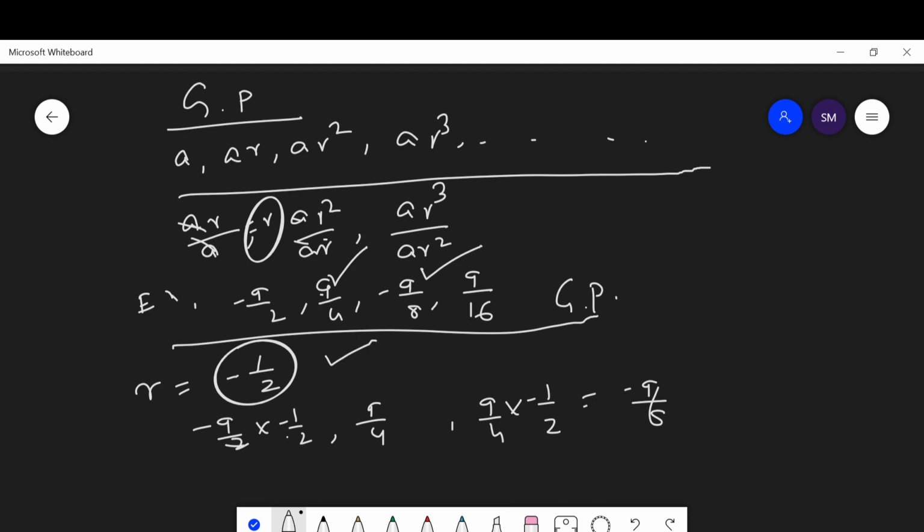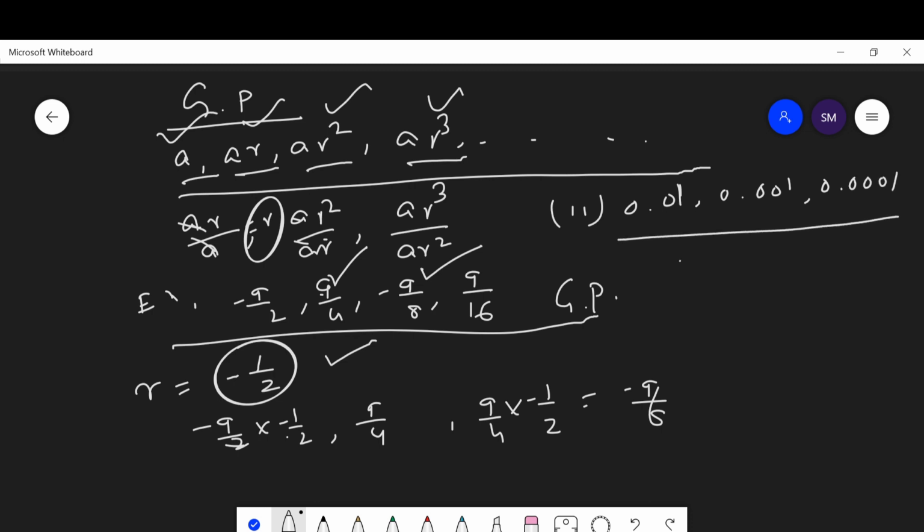The GP is represented in this form: A, AR, AR square, AR cube. The first term, the second term, the third term, the fourth term. R is the common ratio. Another example: 0.01, 0.001, 0.0001. This is also a GP, where the common ratio R is 1 upon 10. Here each number is multiplied by 1 upon 10.